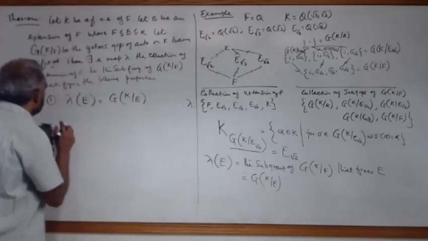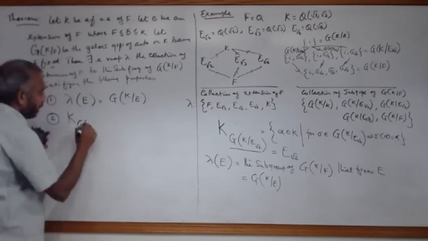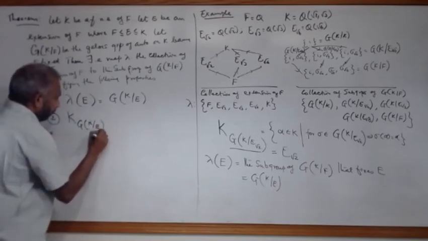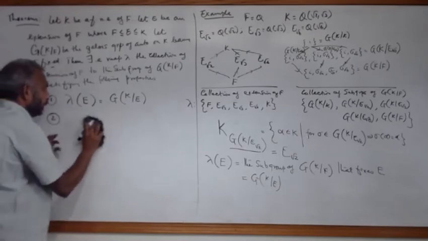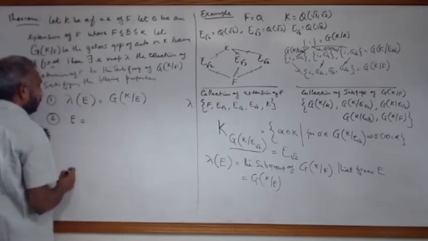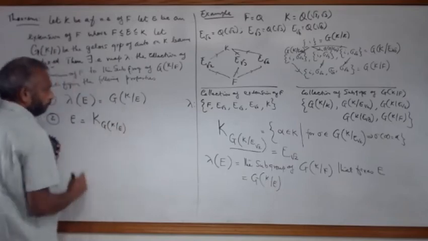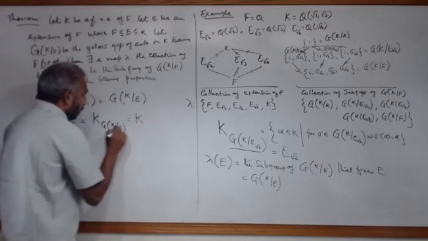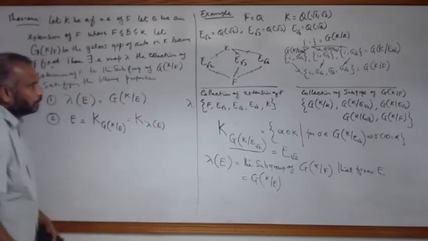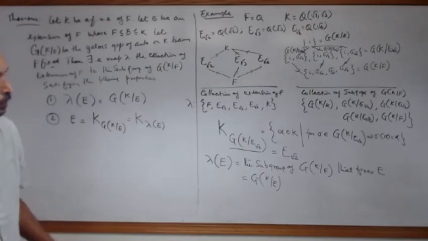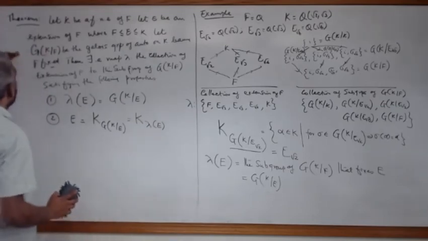So the second property is straightforward. K of G of K over E is equal to E. Or we will write it as E is equal to the fixed field of G of K over E. And that is equal to K of lambda of E. Now we have some more properties to go in, and that is the theorem.